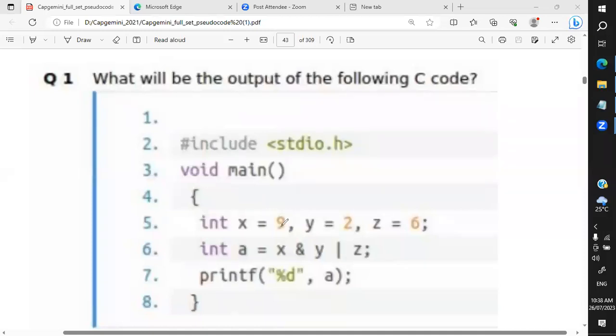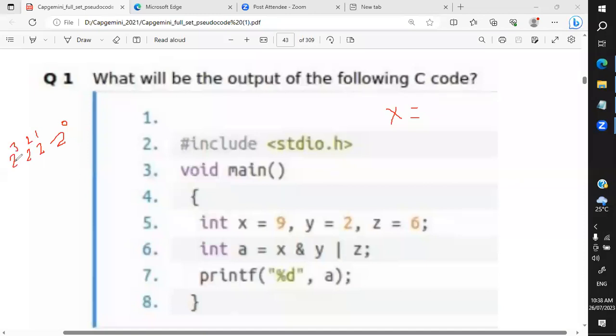So first thing, here we have x equal to 9 and y equal to 2. Now first, if you want to perform bitwise operators, you have to write the binary representation of them. So what is the binary representation of 9? I should write in terms of 2 power 0, 2 power 1, 2 power 2, 2 power 3, whichever values I want to use.